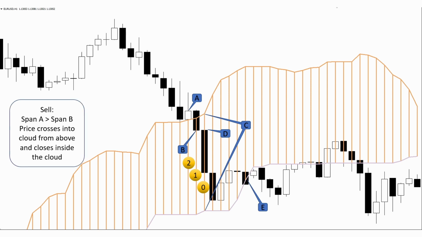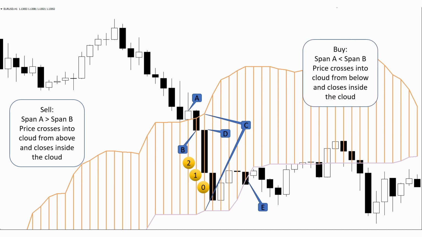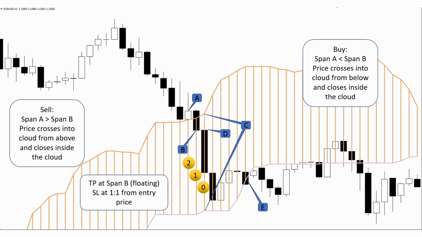And the rules for this are simple. I'm going to sell if span A is above span B, and the price crosses into the cloud from above and closes inside the cloud. I'm going to buy if span A is less than span B and the price crosses into the cloud from below and closes inside the cloud. And the take profit is going to be at the span B line, and it's floating, so it will move as the span B line moves.